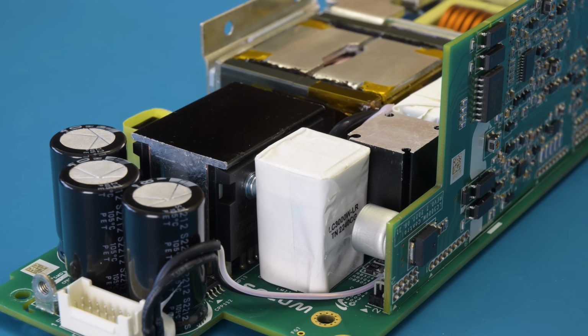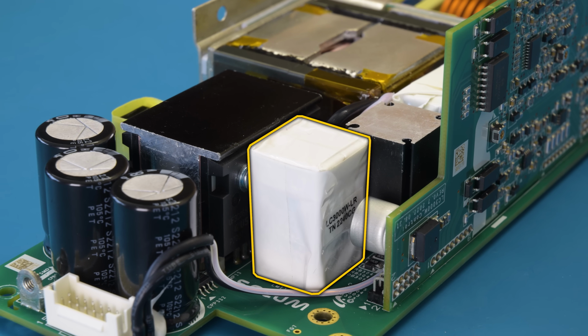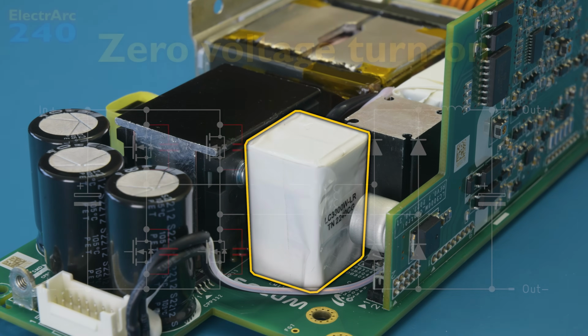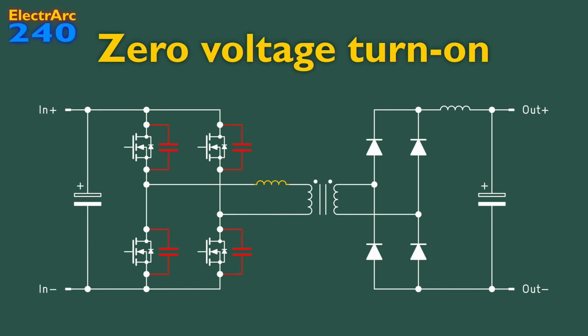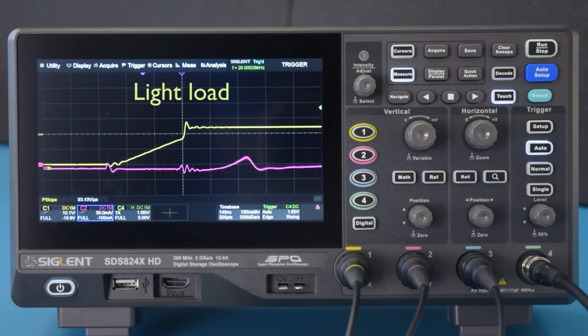Some topologies, like the phase-shifted full bridge we looked at in the last video, add an inductor purely for the purpose of charging and discharging the switch node capacitance to achieve zero voltage turn-on. As this inductor current is dependent on the load, many topologies like the PSFB are unable to soft switch at light load, contributing to reduced efficiency.